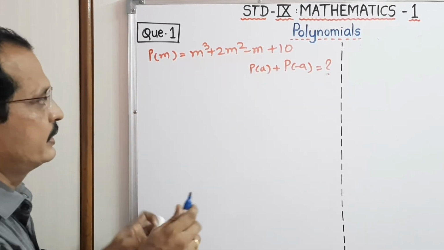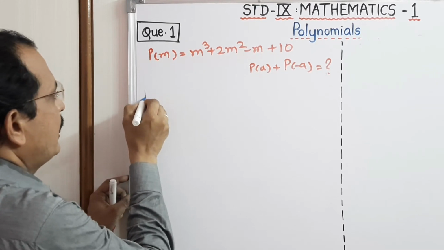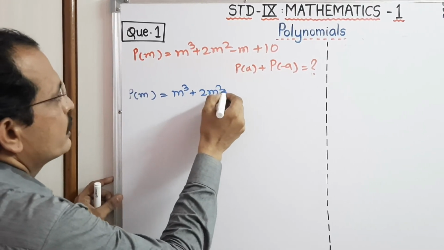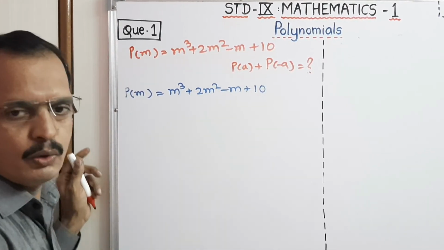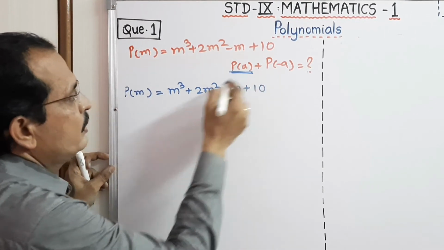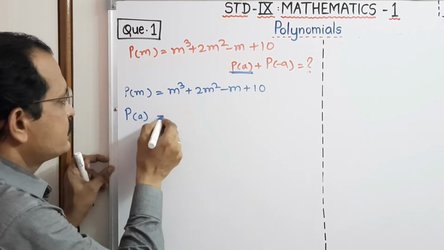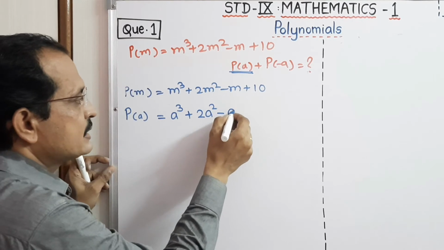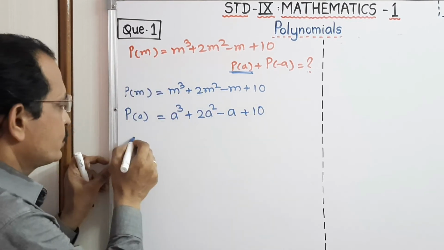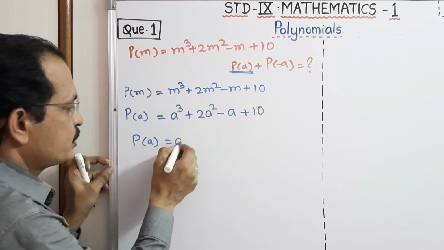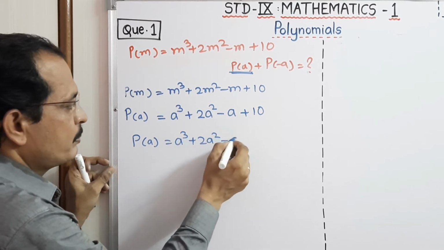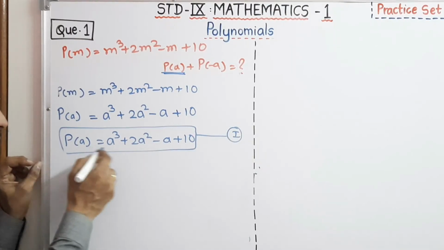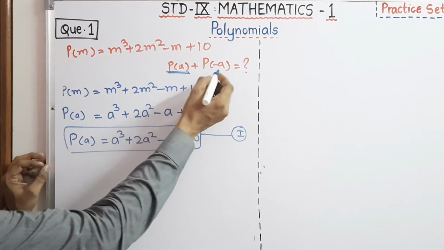Therefore, first of all, see here, what we have to write? P(m) is equal to m cube plus 2m square minus m plus 10. First of all, we have to find this P(a). For that purpose, P(a) is equal to a cube plus 2a square minus a plus 10. Dear student, it will remain as it is. P(a) is equal to a cube plus 2a square minus a plus 10. This is statement number first. Student, P(a) we got. Now we have to start with P(minus a).